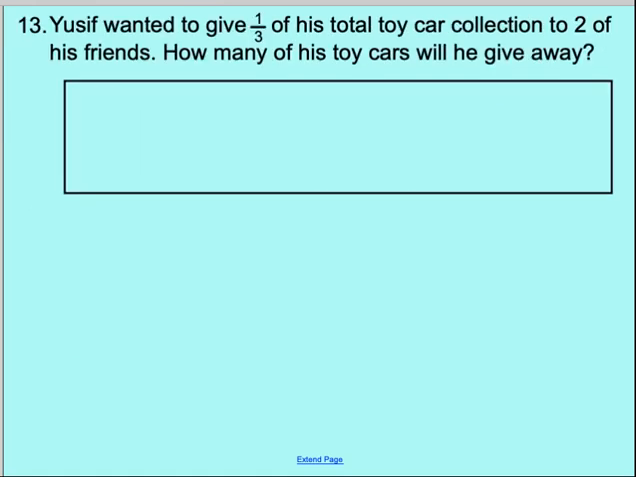All right, number 13. Yusuf wanted to give 1/3 of his total car collection to 2 of his friends. How many of his toy cars will he give away? All right. So Yusuf wanted to give 1/3 of his total car collection to 2 of his friends. How many of his toy cars will he give away? Let's see. 1/3 of his total car collection to 2 of his friends. All right. So how many of his toy cars will he give away?